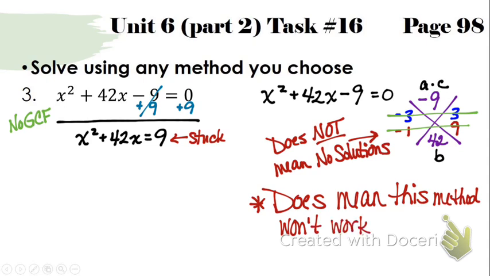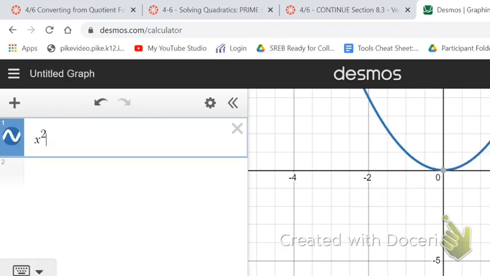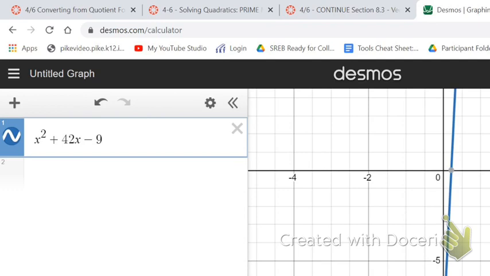So if this method won't work, what can I do? Graph it. Let's go graph it. All right, let's go look at that. So x squared plus 42x minus 9. Okay. First of all, what am I looking for on the graph? Yeah. Where it's equal to 0. I want the y value. My desired output is 0. Does it ever hit 0 on the y-axis? Yes. Where is 0 on the y-axis?